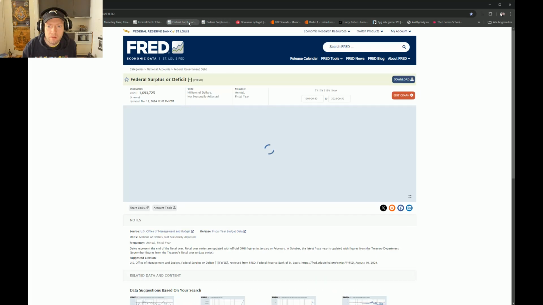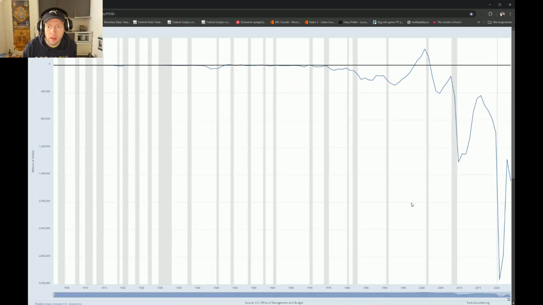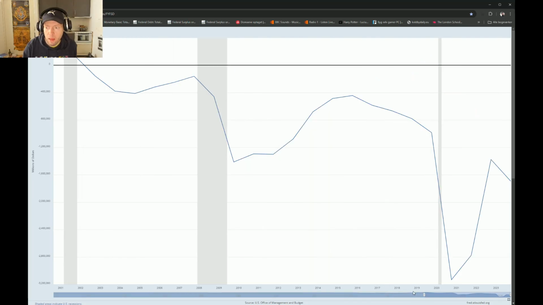Let me see what I have. And there's the monetary base. Boom. $2 trillion of stimulus spending in 2020. Boom. It's just wild. That's what's going on. This creates inflation. More money chases the same amount of goods, and your prices go up.